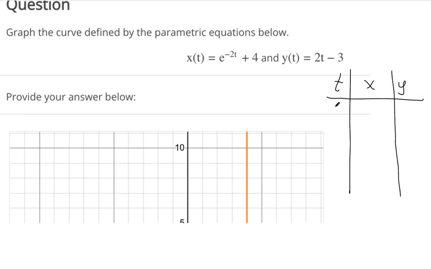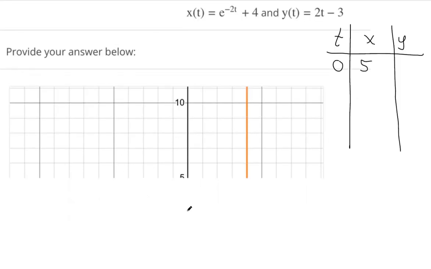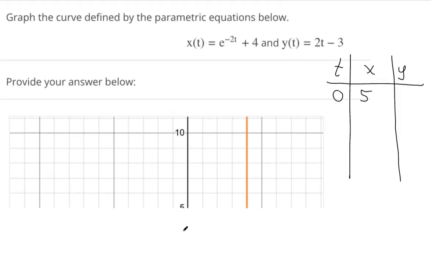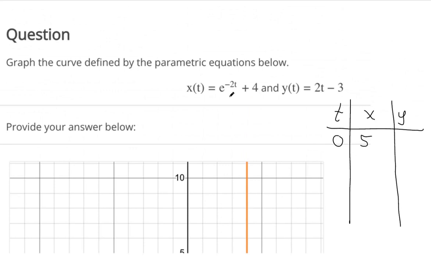So like a real easy one would just be plugging in 0. If I plug in 0 in for t, then I got e to the 0 is 1. 1 plus 4 is 5. So there should be a dot at 0. Sorry, wait. This is an x and y grid. Never mind. We need the y coordinate as well.